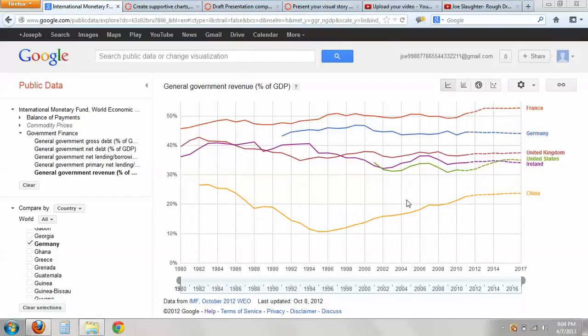The third graph I've created here is general government revenue as a percentage of GDP, which is, of course, tax base and other ways that governments raise funds. And all three of these data sets have been gathered from the International Monetary Fund, World Economic Outlook statistics.